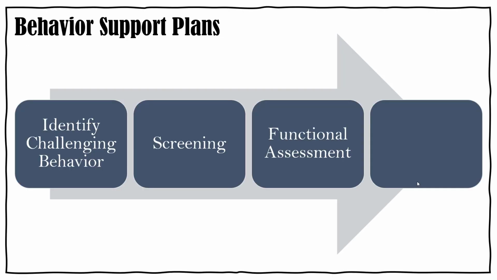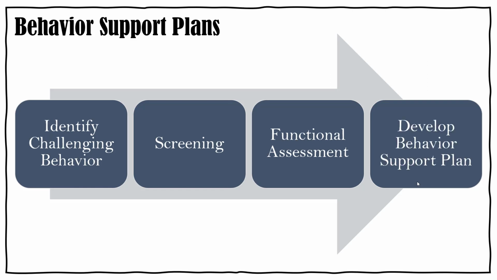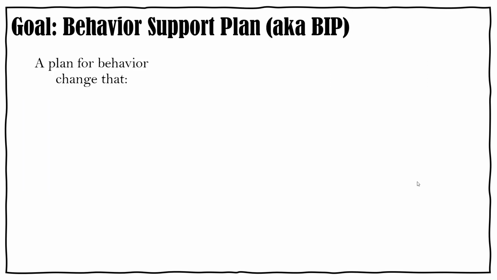Okay, so after you've done your functional assessment and you have either determined the function of the behavior through functional analysis or you have a very confident hypothesis of the function of the behavior, then you're going to develop your behavior support plan. A behavior support plan, also sometimes called a behavior intervention plan or a BIP, is a plan for behavior change that involves those functional assessment strategies. So you take into account what you determined in your functional assessment.